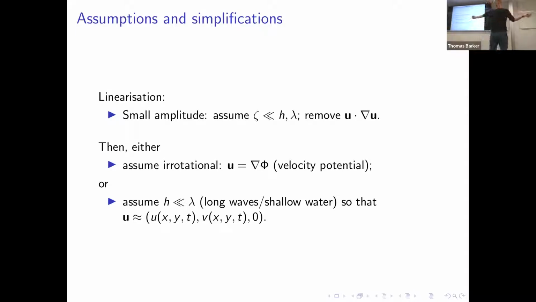Or I can do another simplification, which is what I call shallow water theory, where I assume that there's a contrast in length scales. I have long waves compared to the depth. And in that particular situation, I can assume that the velocity profile is effectively two-dimensional. So the fluid is moving in the horizontal plane with very little accelerational velocity in the vertical direction. So that's my shallow water assumption. I'm going to use both descriptions.